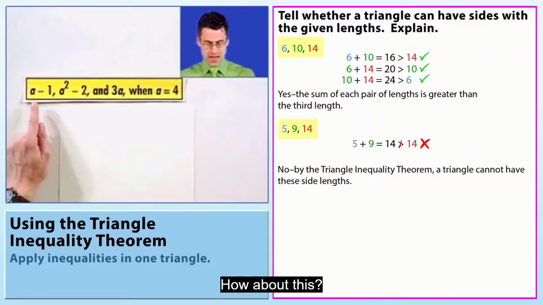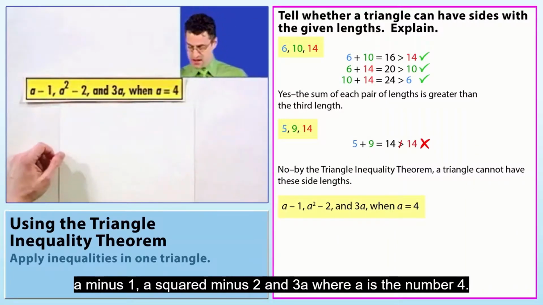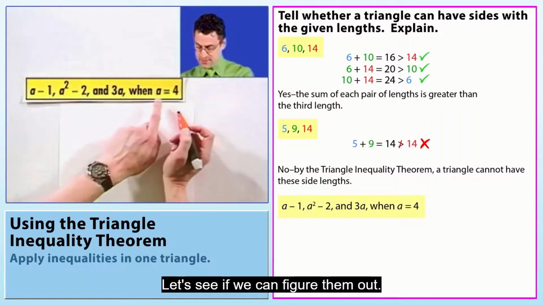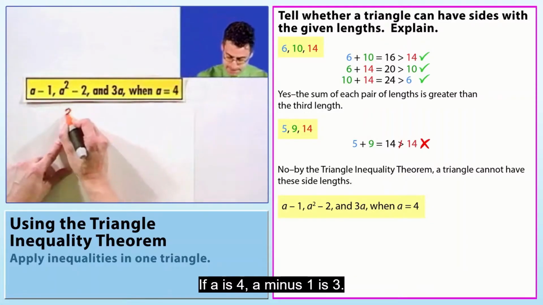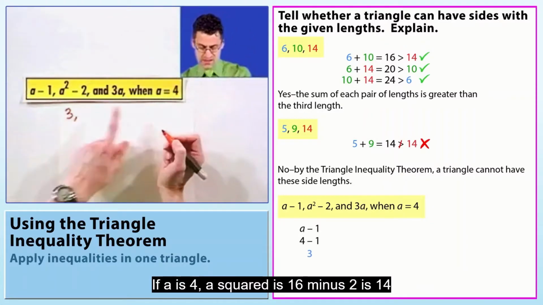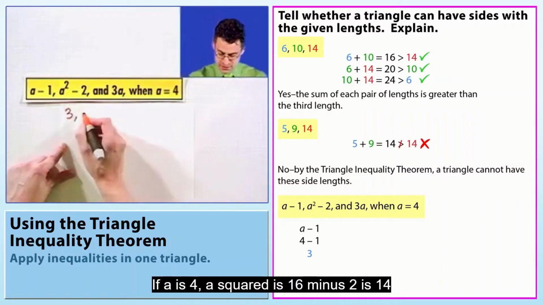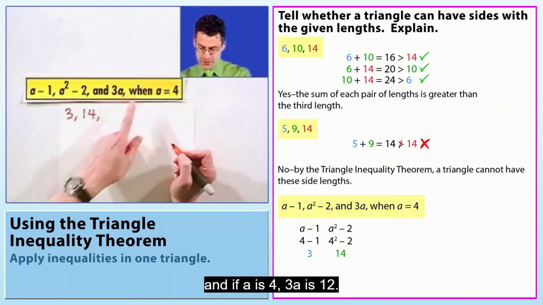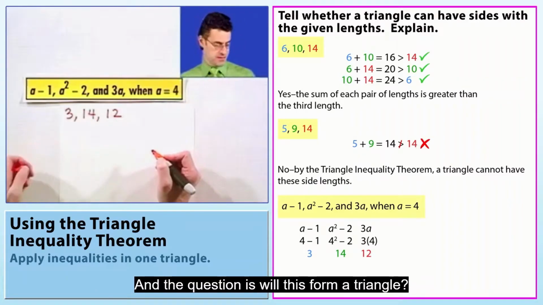How about this? a minus 1, a squared minus 2, and 3a, where a is the number 4. That's a cryptic way of saying three numbers. Let's see if we can figure them out. If a is 4, a minus 1 is 3. If a is 4, a squared is 16, minus 2 is 14. And if a is 4, 3a is 12. And the question is, will this form a triangle?